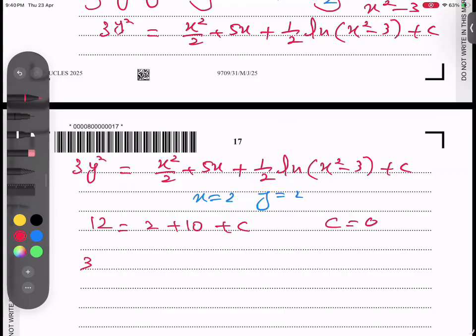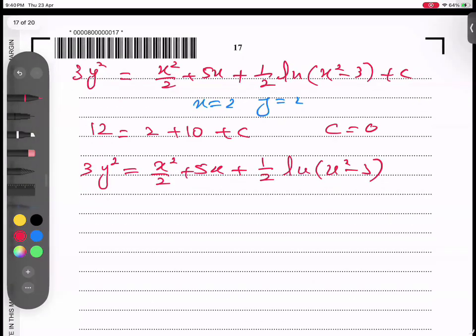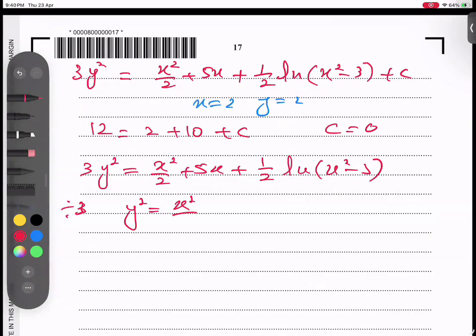So the final equation which I get from here is 3y square is equal to x square over 2 plus 5x plus 1 over 2 log of x squared minus 3. Now this 3 will divide, when divided by 3, so what I'm getting, students, is x to power 2 by 6, 5 by 3 times x, and 1 by 6 times log of x to power 2 minus 3.